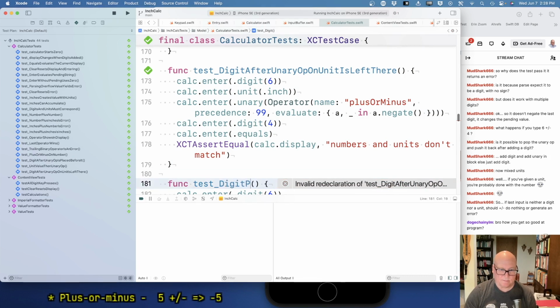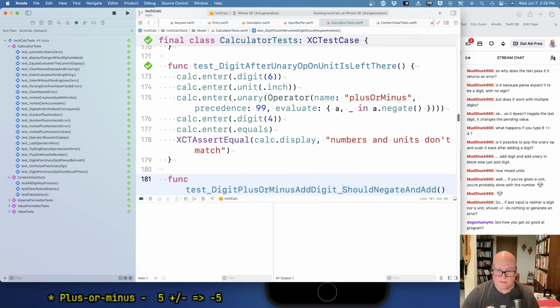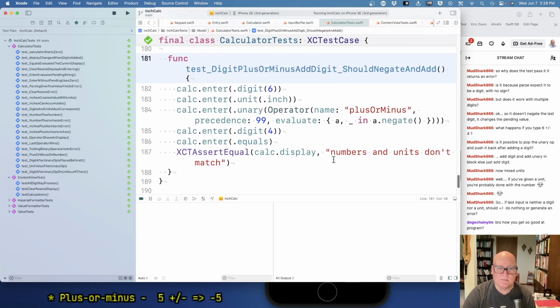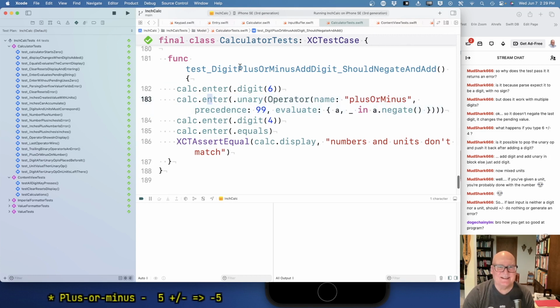Digit plus or minus, add digit, should negate and add. Sometimes I don't often put the shoulds in there, but usually I want them so clear that's what should happen, or it to be obvious, but this one is not obvious, at least to me. Okay, 6 plus or minus, and then we want add.